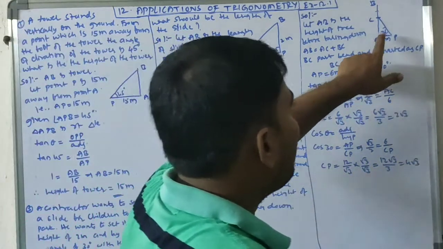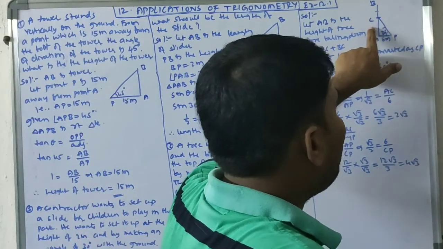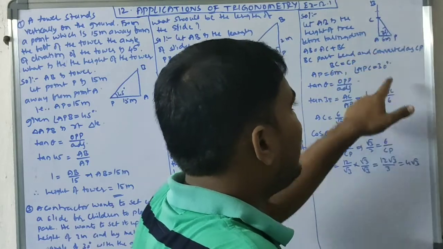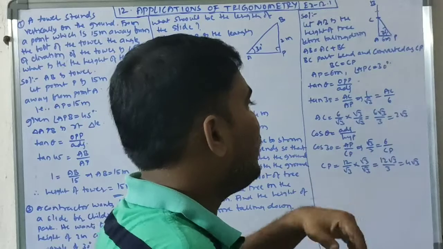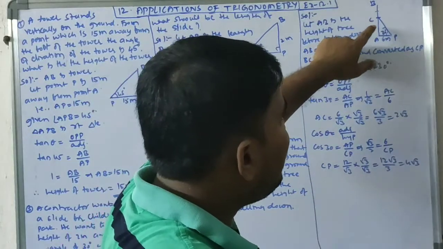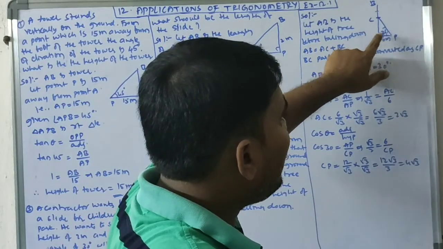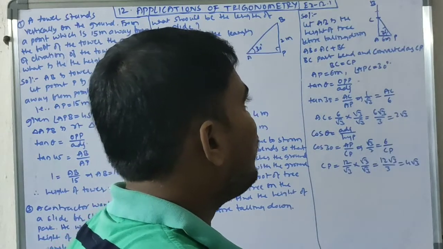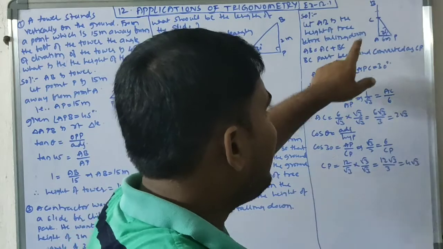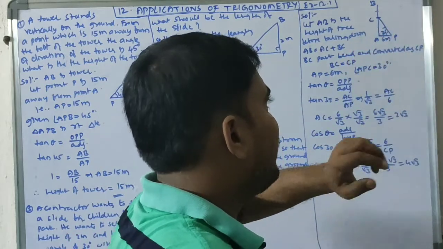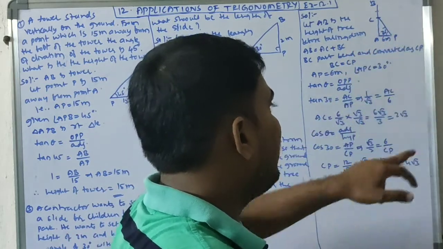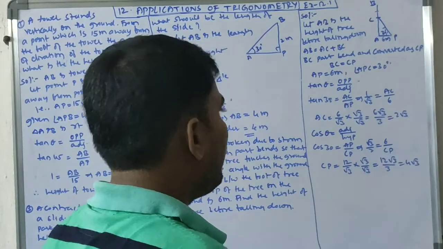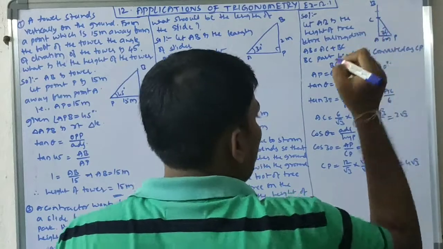So this one is 30 degrees. Tan 30 applied, AC equal to 6 by root 3 equal to 2 root 3. Then for CP, adjacent side by hypotenuse, so cos 30 equal to AP by CP, 6 by CP. Cross multiplication, 12 by root 3, 4 root 3. So this is 4 root 3, this is 2 root 3.